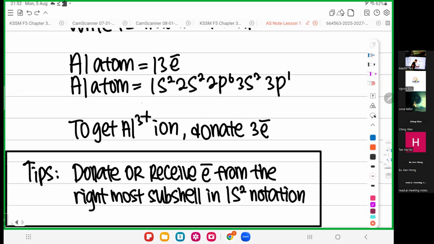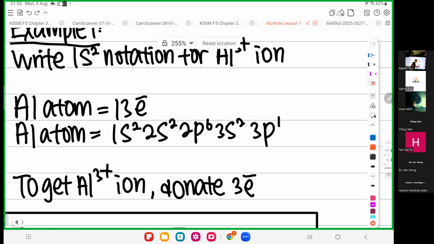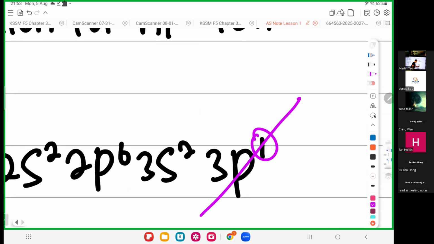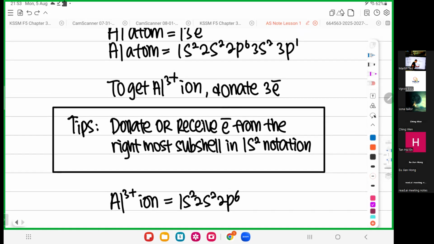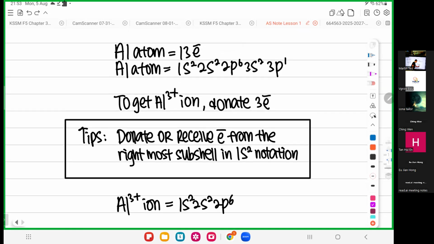Look at the rightmost subshell. This is where you donate or receive electrons. I want to throw 3 electrons. I throw 1 electron here, after that throw another 2 more here. So a total of 3 electrons I threw away. That's it. Everyone, let me know in the chat box, are you okay with how I write the electron arrangement for aluminium ion? Are you guys okay with how I get the 1s2 notation for the aluminium Al3+ ion?